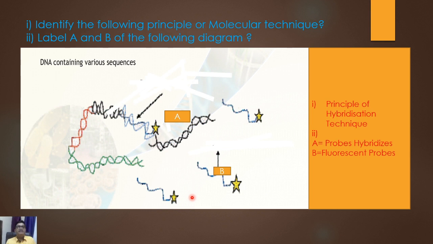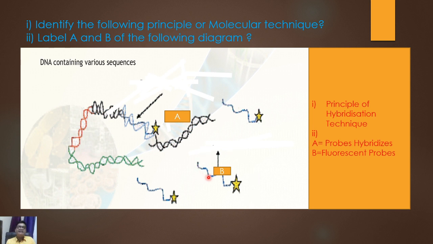Can you tell me which technique the diagram is related to? This technique is the principle of hybridization techniques. So what do you mean by hybridization? Suppose there is a probe. You know what a probe is? A probe is a known sequence of DNA, which may be radiolabeled or fluorescent dye labeled, and it must be complementary to the unknown DNA sample. Then the hybridization process goes on. It means the complementary sequence of that probe is present.